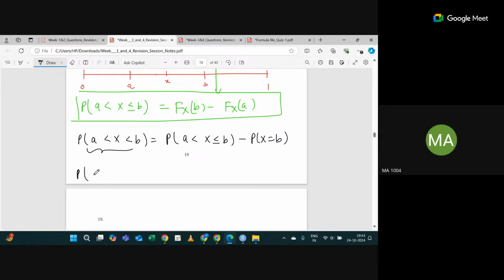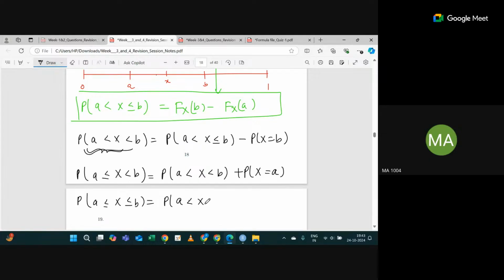What if I ask the probability that A less than or equal to X less than B? You have the probability A less than X less than B. I can add the probability X equal to A, and I will get this part. If I ask the probability A less than or equal to X less than or equal to B, then you have the information A less than X less than or equal to B. If I add the probability X equal to A, I will get the answer. Are you getting it?